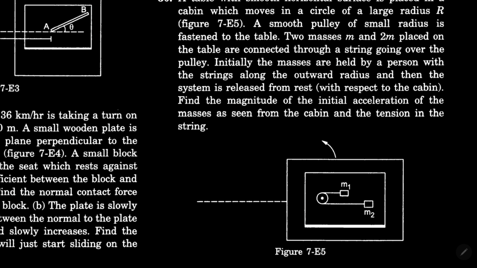In question 30, a table with smooth horizontal surface is placed. Now we need to find the magnitude of the initial acceleration of the masses as seen from the cabin and the tension in the string. So this is the solution to 30.